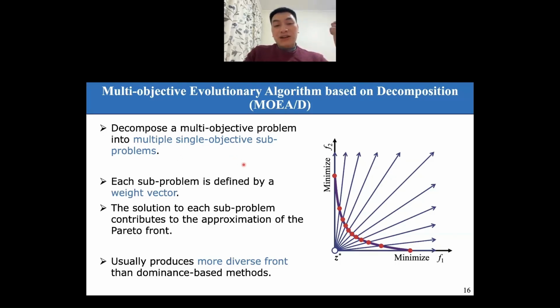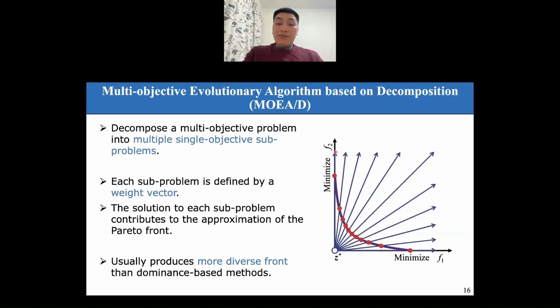And to do that, for each subproblem, we're going to define a weight vector. In this case, for example, we have two objective functions, f1 and f2, right? So we can define a weight vector with two entry values, W1 and W2, to combine the two objectives together, right? So if we have different weight vectors, we are representing different trade-offs between f1 and f2, right? And for each weight vector, the intersection between the search direction of that weight vector and the Pareto front can give me one point on the front, okay?